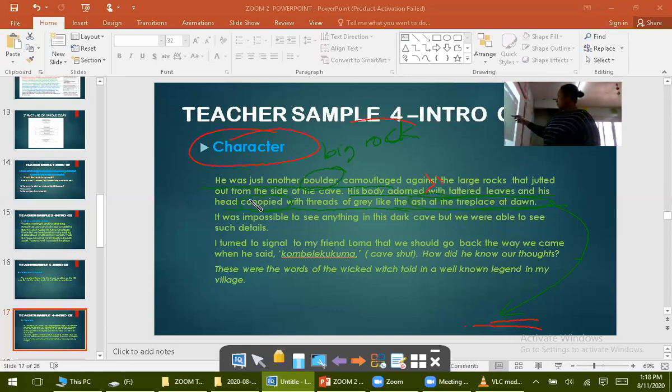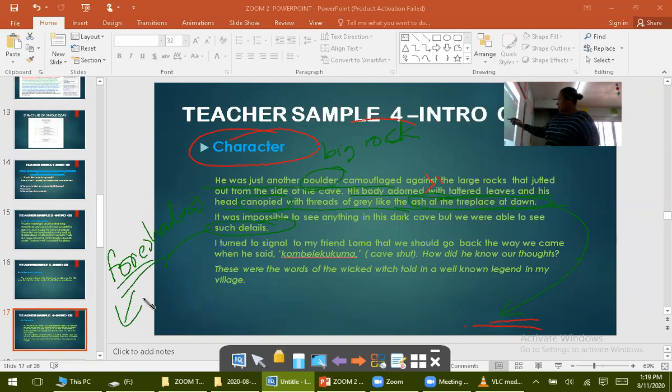It was impossible to see anything in this dark cave, but we were able to see such details. So I'm using what is called foreshadowing. What is foreshadowing? Foreshadowing is giving clues through the description. It gives some kind of meaning, what I imply by this. So it's impossible to see anything in the dark, but we were able to see this gray hair. What does that tell about the atmosphere? There is some magical thing that allows that to happen, that I can see that in the dark.